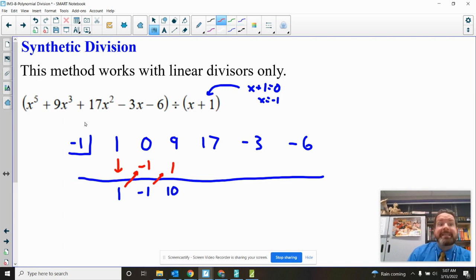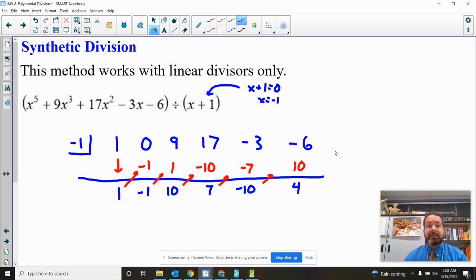Number at the bottom times number in the box, that's negative 10. Add, and repeat. 7 times negative 1, well, that's negative 7. Okay, negative 3 plus a negative 7 is a negative 10 overall. Go again. Negative 10 times negative 1, well, that's positive 10. Negative 6 plus 10 is 4. Once you get to the end of the line, you're finished.